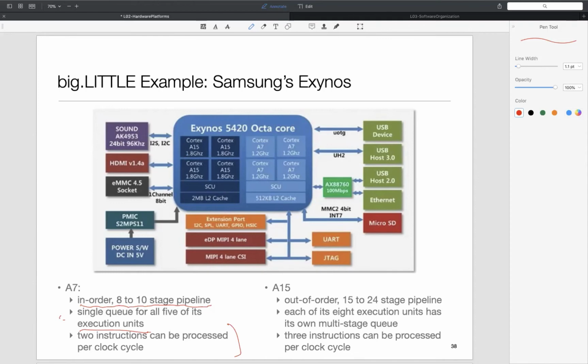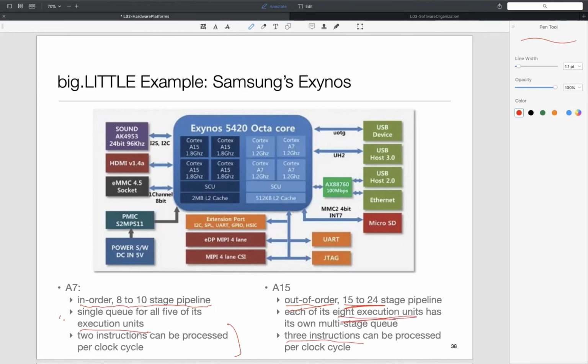The A15, on the other hand, has a much deeper pipeline, 15 to 24 stages, with out-of-order execution. So what it does is continually examine the next instructions. It's possible that I cannot execute the next instruction, but I can execute the one after it because it doesn't have any data dependency. All that smarts is there so that it can do more parallelism. As a result, it can typically execute 3 instructions in parallel, and it has 8 execution units.